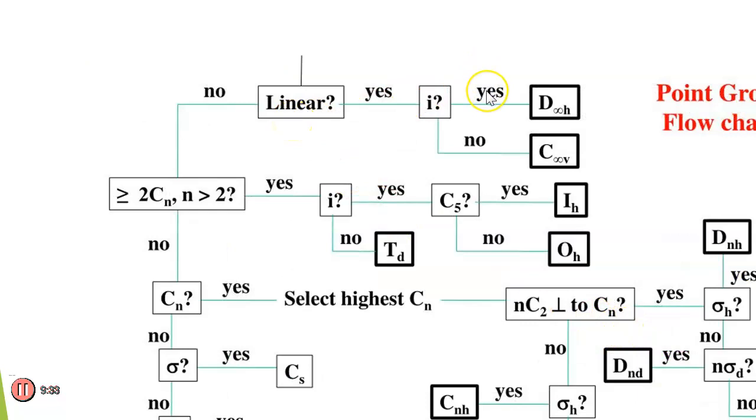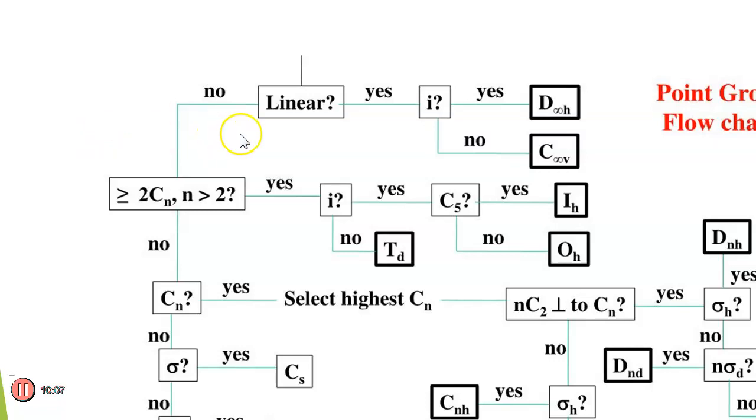And this is a flow chart, a conclusion, or a crisp form of the discussed matter. First, is it linear? If yes, check whether it contains an inversion center I. If it does, then the point group will be D infinity h. If it does not contain any inversion center, then C infinity v. And if it is not linear, then check whether it contains 2 or more Cn axes with n greater than or equal to 2. If yes, check whether it contains I.